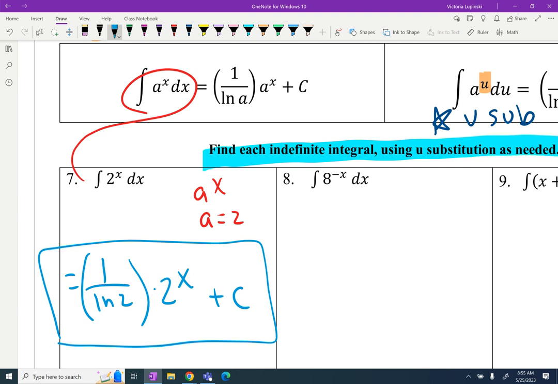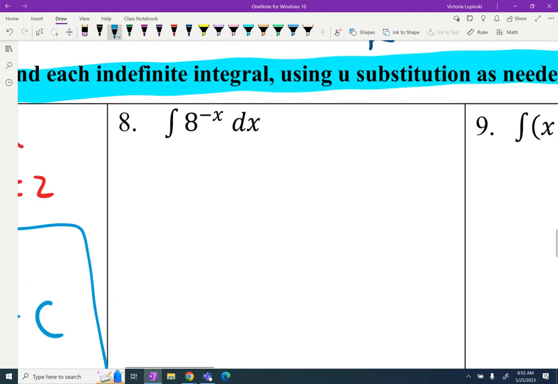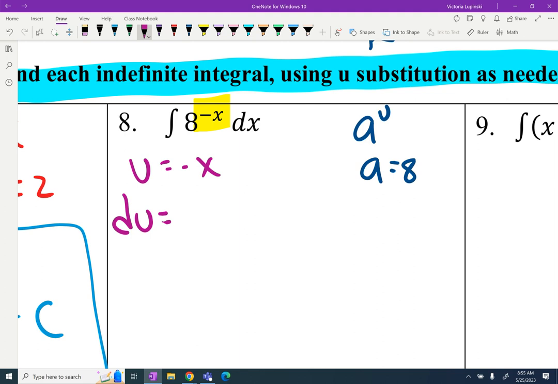Then for number 8, the integration of 8 to the negative x dx. Hopefully you could conclude that this is not a to the x, but instead it's a to the u. In this particular problem, a is 8. And then again, you're going to use u substitution. So your u is negative x. Derivative of u, du. Derivative of negative x is negative 1 dx. Divide. All that work to just go ahead and do the rewrite.